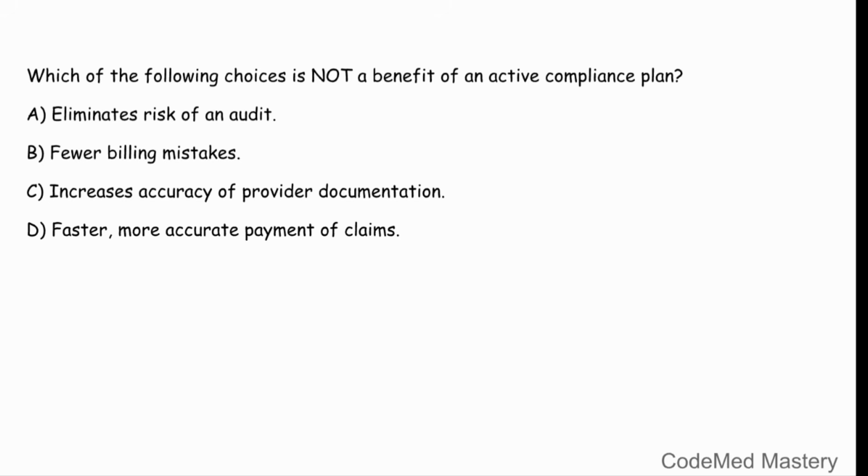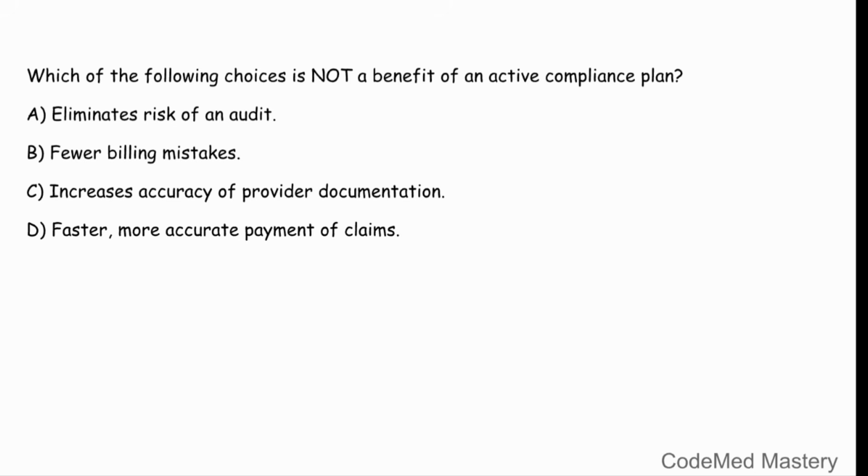Next question. Which of the following choices is not a benefit of an active compliance plan? Option A, eliminates risk of an audit. Option B, fewer billing mistakes. Option C, increases accuracy of provider documentation. Option D, faster, more accurate payment of claims.